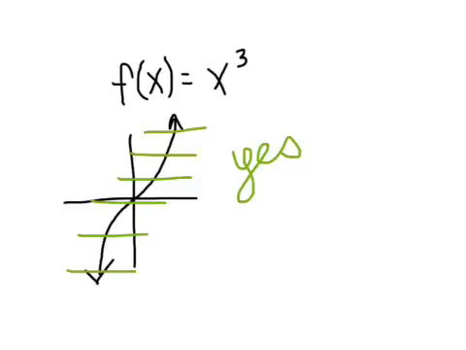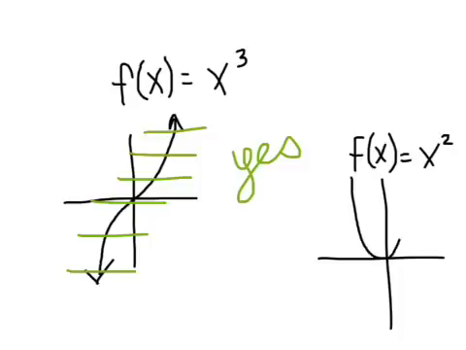If I had the function x squared, and we talked about this one already, this would be a big fat no, because the horizontal line hits more than one time, so therefore it is not one-to-one. Okay, so that's the easiest way to test it, just using the horizontal line test. Again, the horizontal line test tells you whether or not it is one-to-one. It does not tell you whether it's a function.